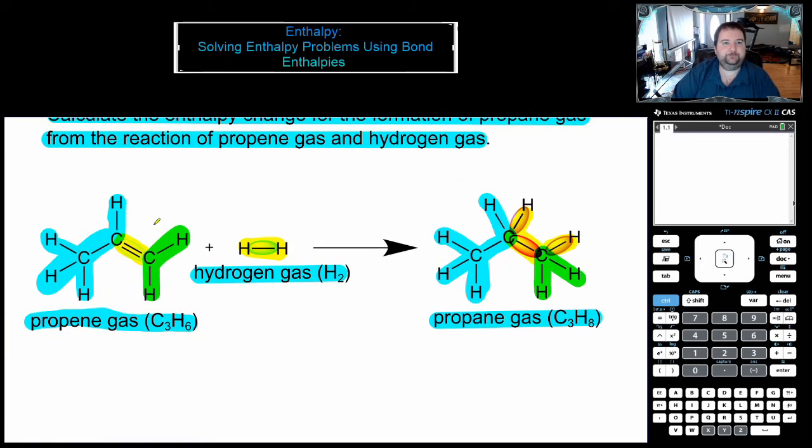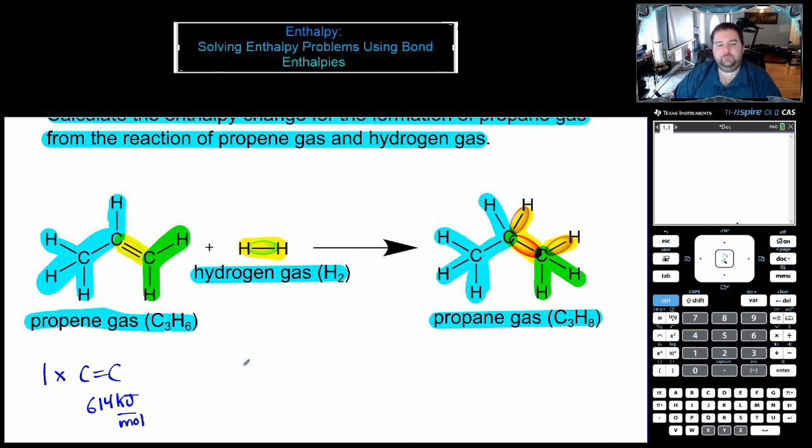And so, let's write this out. So, we are going to need to break 1 carbon-carbon double bond. And let's look at our table of values. When we look at our table of values, we can see that a carbon-carbon double bond has a dissociation energy of 614 kilojoules per mole. And that's the only thing we're going to have to break in our propene gas.